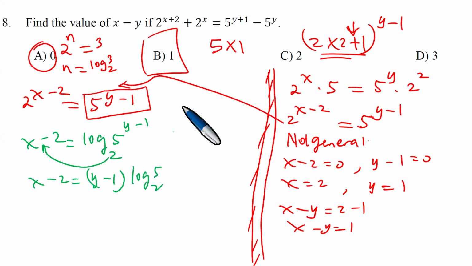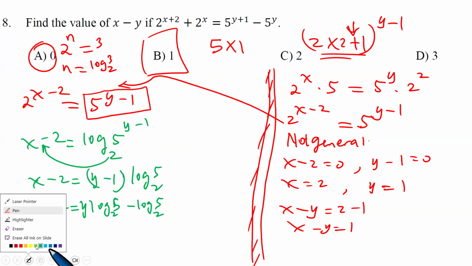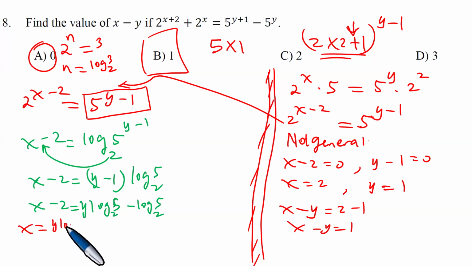But I'm sure that the idea here was to seek integer solutions. Right, so you get to this point, and then we have x minus 2, which becomes y, the log of 5 base 2, minus the log of 5 base 2. Like that. Okay. And then now, let's see what we get. x equals y, the log of 5 base 2 minus the log of 5 base 2, plus 2. Then this becomes x in terms of y. Okay, so if it's x in terms of y, you can see exactly what to do.